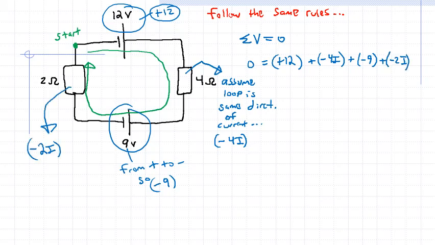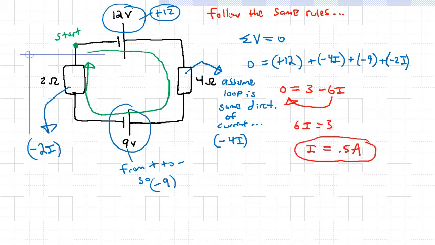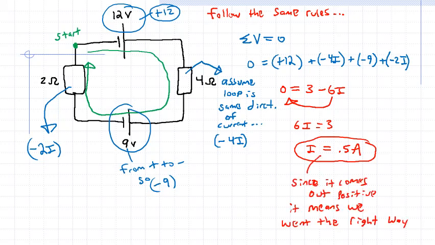And then we come finally to the last one where we say the current is going this way and the loop is going this way. And so -2I. And then we end up solving for it. We should get 0.5 amps as the current that goes through. And since it comes out as positive, we know that we went the right way.